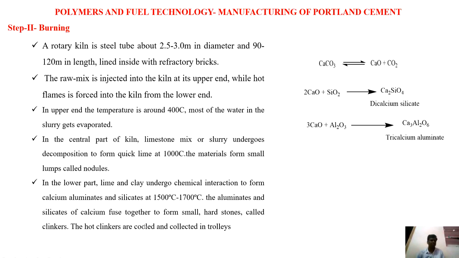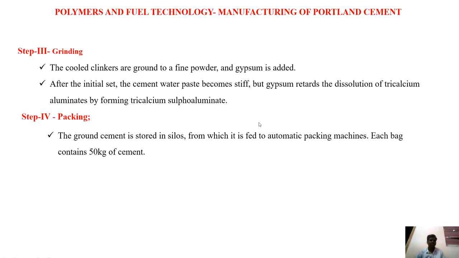These clinkers are cooled and collected in trolleys, and then the clinkers are ground to a fine level, and then gypsum is added. Gypsum is used to increase the initial setting time of the cement material, because gypsum retards the dissolution of tricalcium aluminate by forming tricalcium sulfoaluminate. Finally, the ground materials are packed into separate bags.